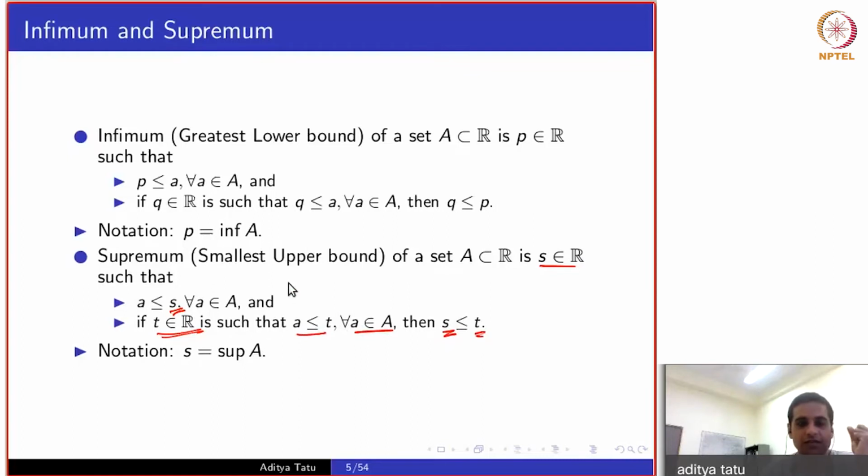Okay, so think in words, the phrase smallest upper bound describes it very well. The smallest upper bound of that set. Whether that upper bound is in the set or not does not really matter. The notation is sup of P.